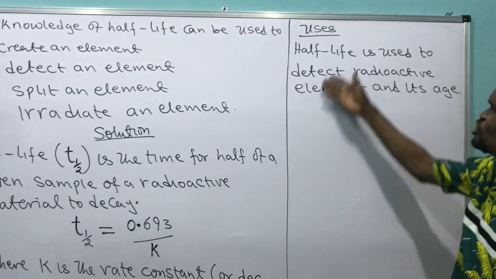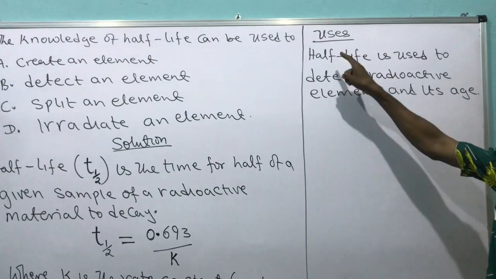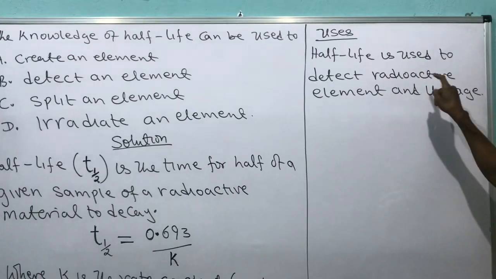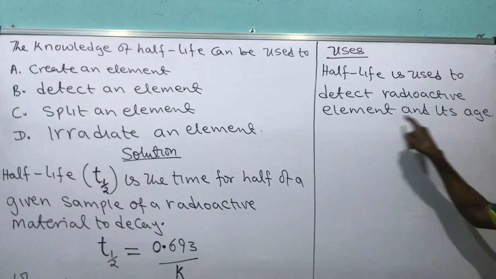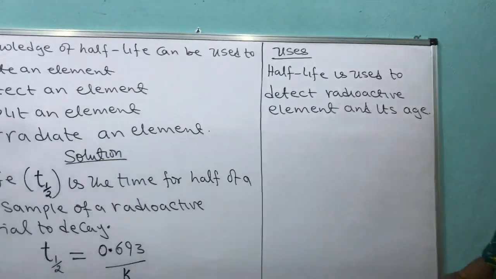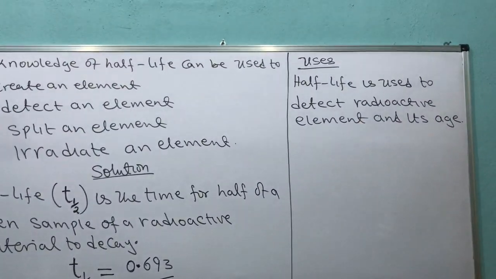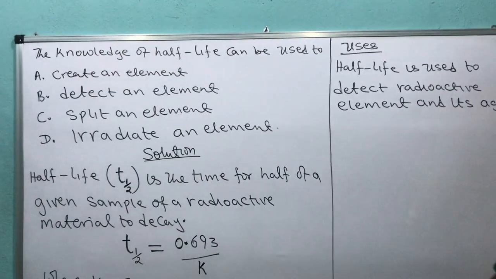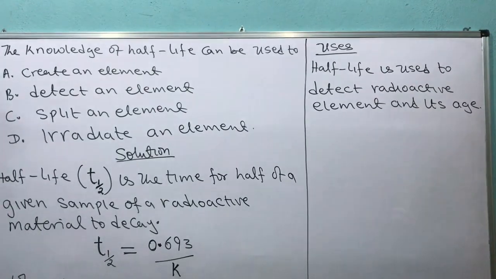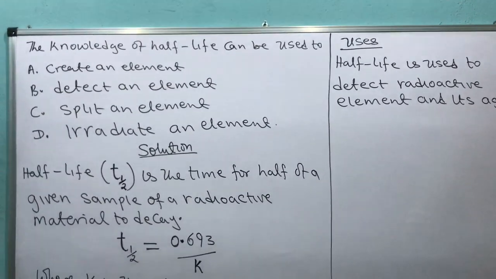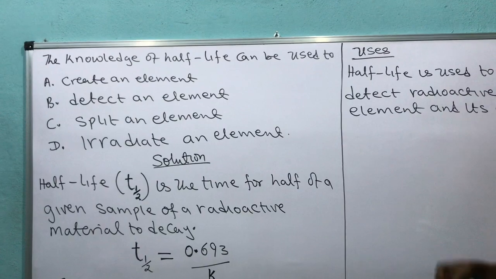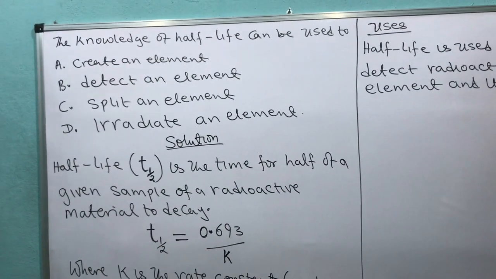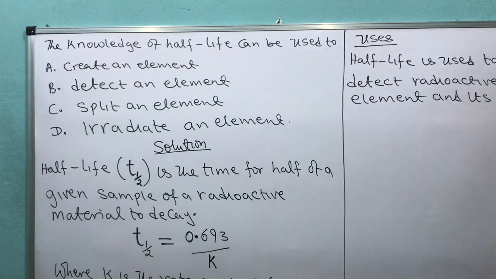Now let us look at the uses of half-life. We say half-life is used to detect radioactive elements and their age. We can use half-life to determine the age of a radioactive element, and as well to identify the radioactive element. If I take a radioactive element, from its half-life I'll be able to detect the element and its age.